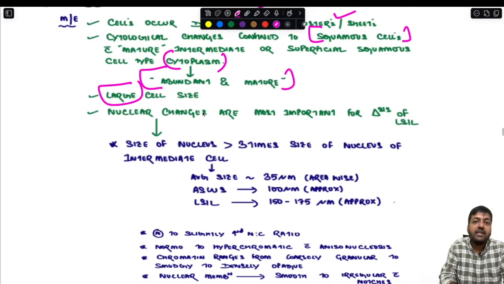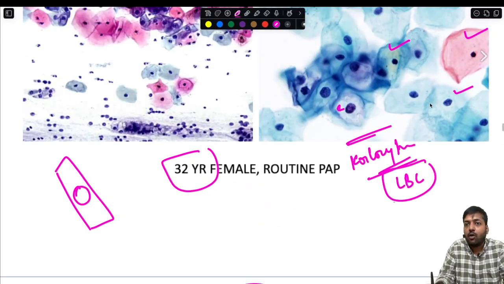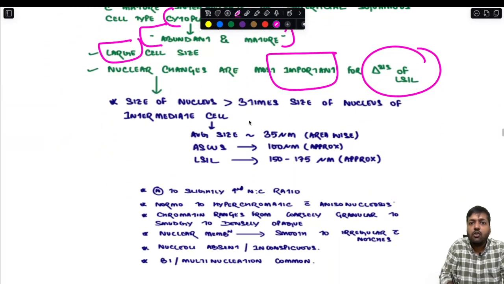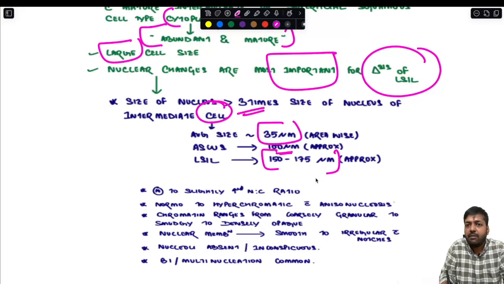The nuclear changes, if you see, are the most important changes for the diagnosis of L cell, as I have already shown you over here. So the size of the nucleus is more than 3 times the size of the nucleus of the intermediate cell. The average size of the nucleus of the intermediate cell is 35 micrometer. For ASCUS, the average size is 100, and for L cell it is anywhere between 150 to 175 micrometer.